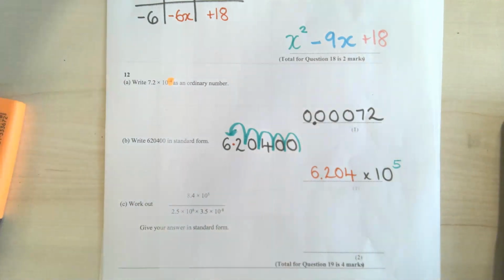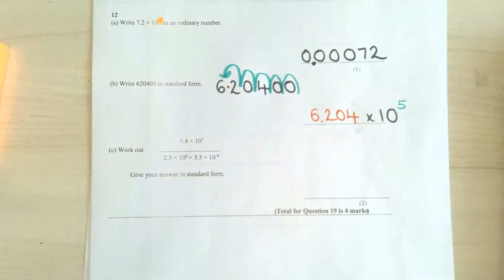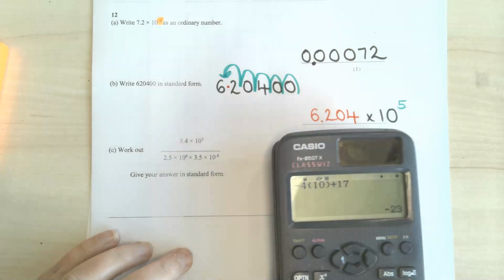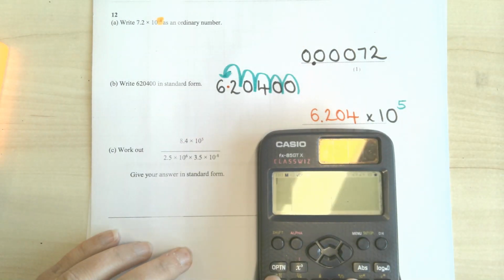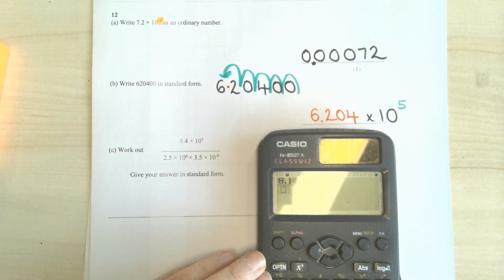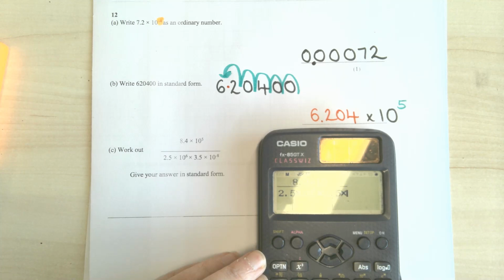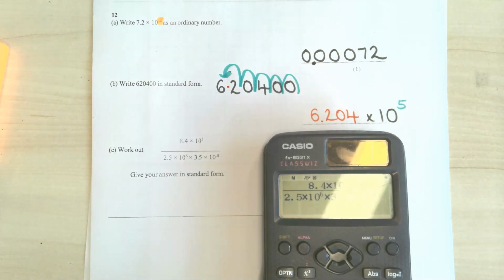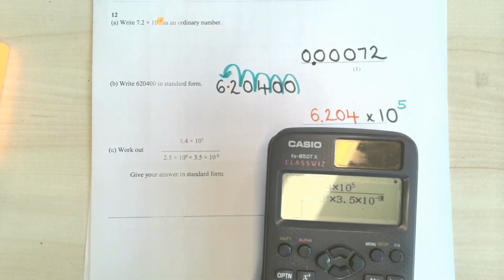And then my last one, I've obviously got some standard form to do a calculation with. I'm going to type it into my calculator. I'm going to pop my fraction in. I'm going to put 8.4 times 10 to the power of 5 on top. Then I'm going to put 2.5 times 10 to the power of 6. And I'm going to multiply that by 3.5 times 10 to the power of negative 8. So you can see my calculator now looks the same as my exam booklet.